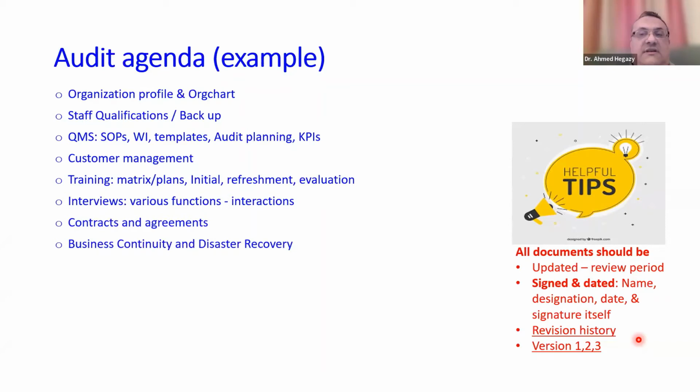And of course, they review agreements or contracts. They review one important thing, which is the business continuity and the disaster recovery. And when I used to audit companies before the COVID-19 pandemic, I can tell you that like 70% of the companies that I audited, they didn't have business continuity and disaster recovery plan. But now I believe it became more acceptable and people understand more what is business continuity, what is disaster recovery.